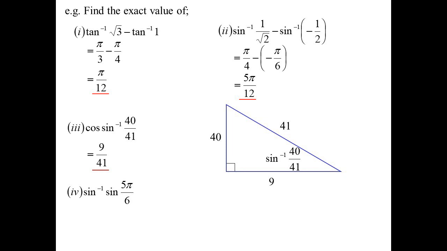Well, 5 pi on 6 is in the second quadrant. Sine is positive in the second quadrant. So going back to our basic inverse trig, it must be a positive acute angle that we want. So the corresponding positive acute angle for that one is pi on 6.